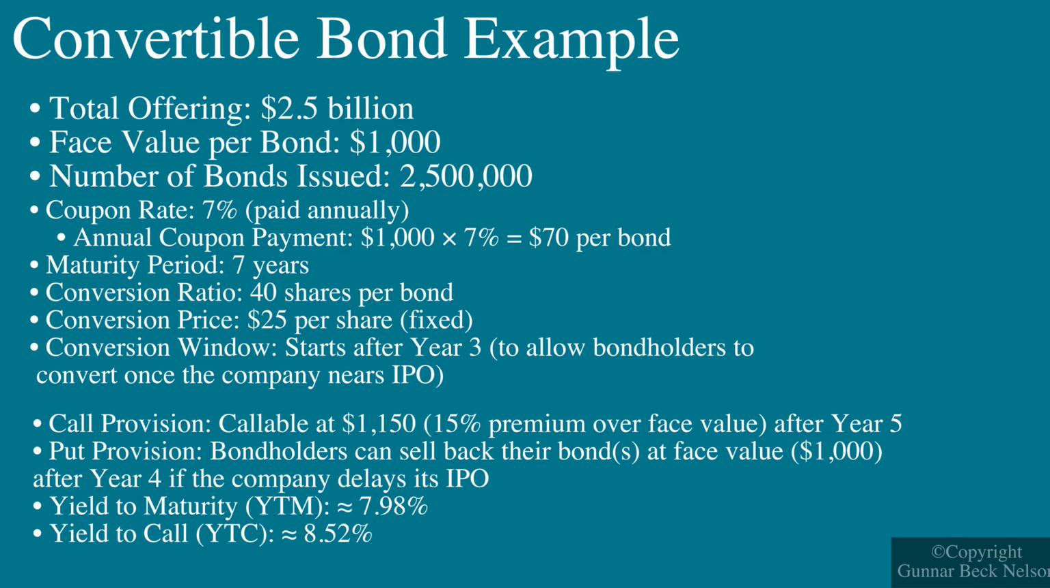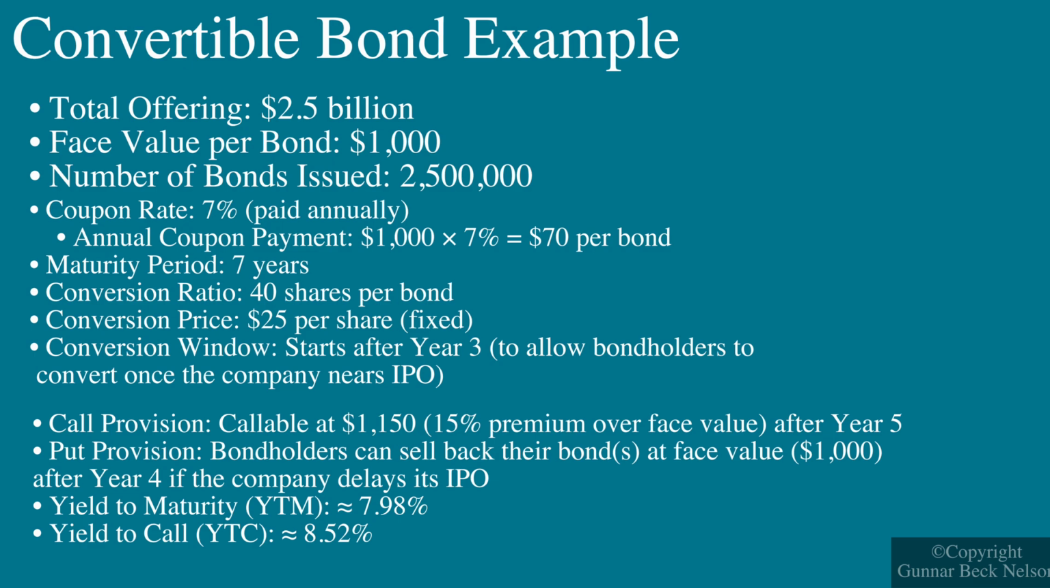The convertible bond has a maturity period of 7 years until it can actually be converted into equity or be paid out fully at its face value. The conversion ratio, which indicates how much equity the bond can be converted into, would be 40 shares per bond. The conversion price would apply when the share hits a fixed price of $25.